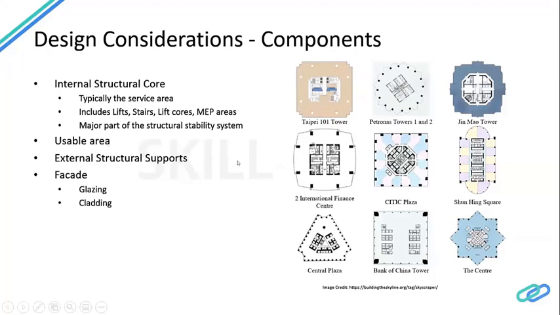The next one is the external support systems. Now, I told you already that this internal core becomes the main structural system. Similarly, we also have a row of columns on the external side of the building.